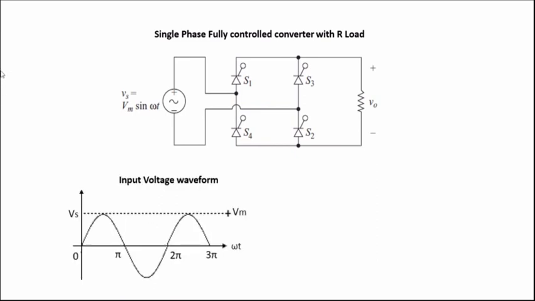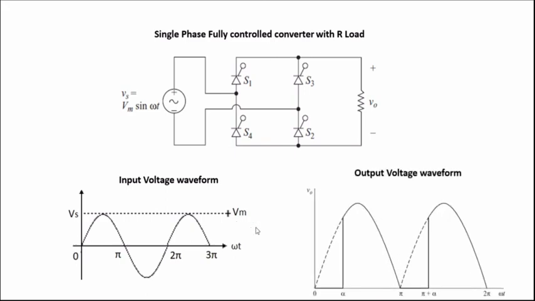So thyristors S1, S2, S3 and S4 are used for the conversion process, and here load is the resistance. This is the input voltage waveform where Vs is the input supply and Vm is the peak voltage. Now let's see the operation.